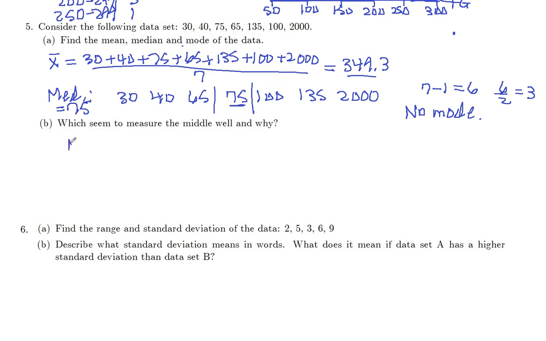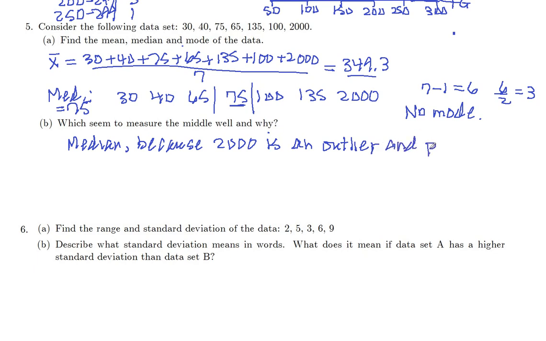So I would say the median here, because 2000, that particular value is an outlier. And mean's affected by outliers. So that pulls the mean up. It's not representative.